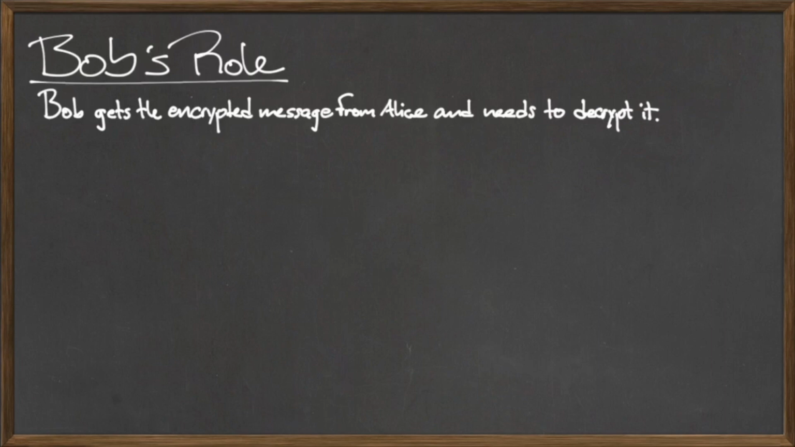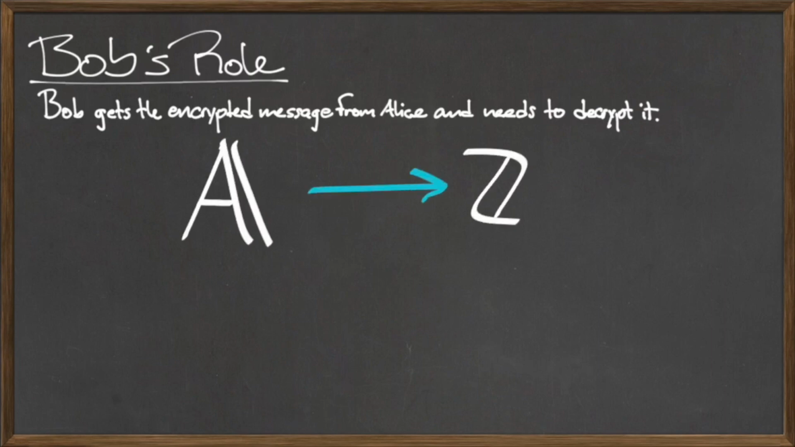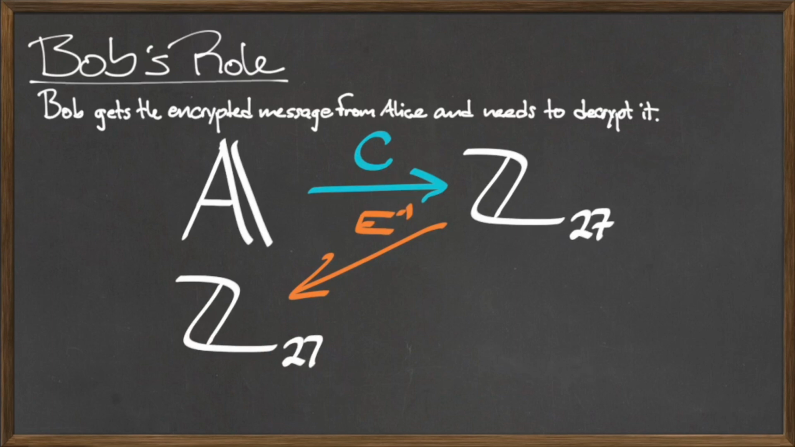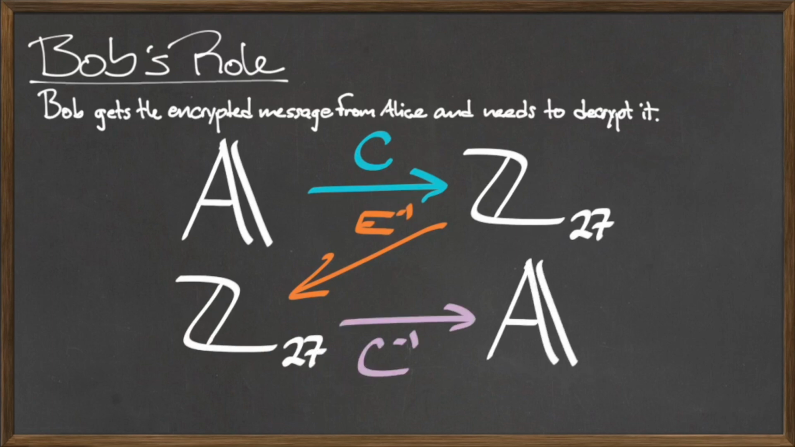Bob takes the ciphertext characters he receives from Alice and passes them through the encoding function C to convert the ciphertext to numbers, again, elements of ZMod27. Next, Bob uses the decryption function E-inverse to unscramble the numbers, which are then converted into Alice's original plaintext message through the decoding function C-inverse.